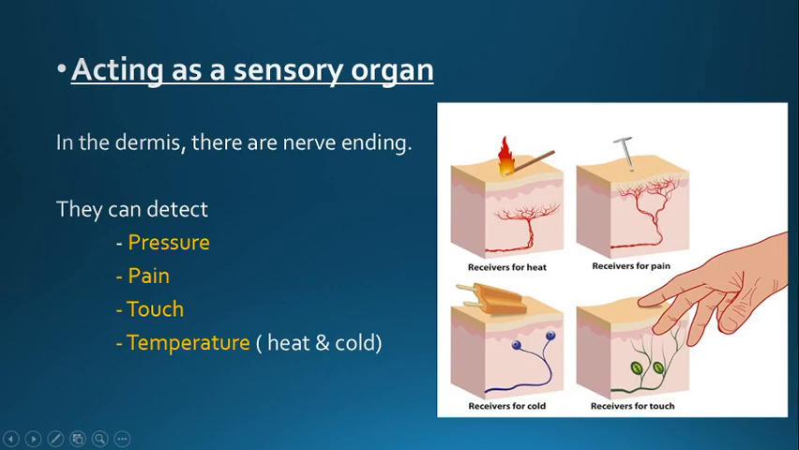When we discussed the parts of the skin, I think you have seen that there are nerves inside the skin. Actually, there are nerve endings in the dermis. These nerve endings can detect pressure, pain, touch, and temperature differences. Temperature differences means heat and cold. All these sensations can be detected by our skin.